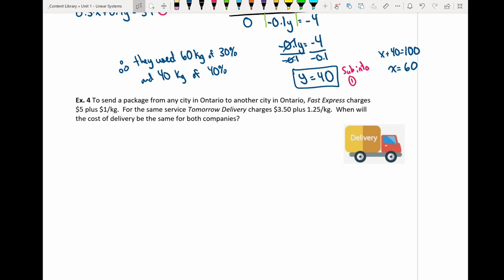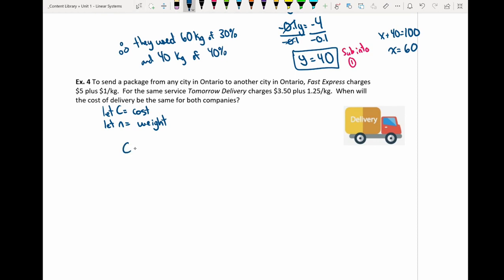So my two variables in this case, the only two unknowns: let C equal cost and let N equal the weight of the package. For my two equations, I'm going to have one for each company. The first one is Fast Express, so the cost is equal to $5 plus 1 times N. That's my first equation. My second equation is for the Tomorrow Delivery company, which is $3.50 plus 1.25 times N. And that's my second equation.